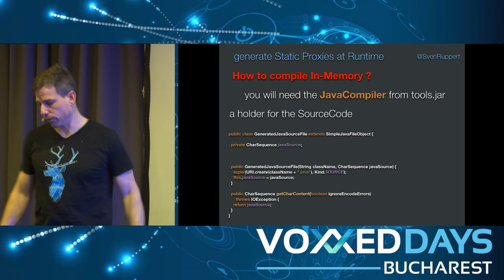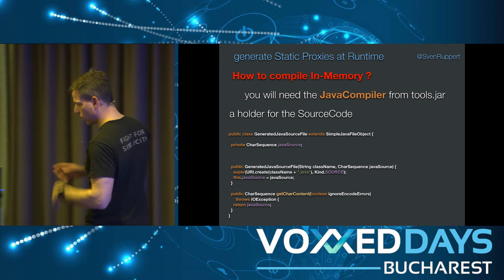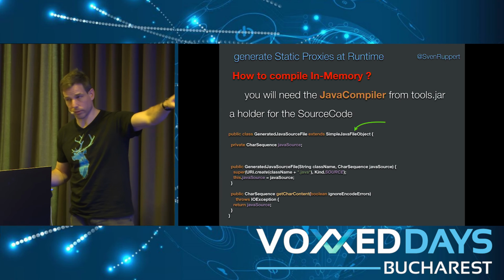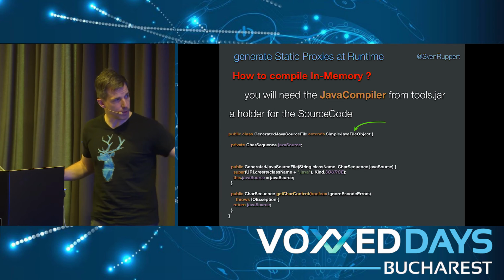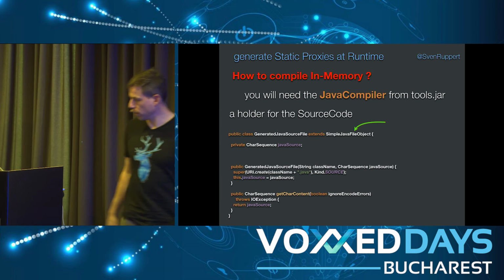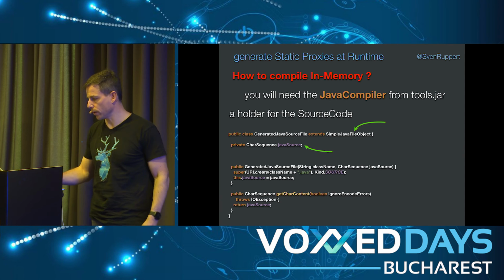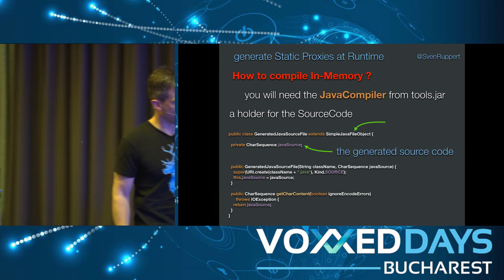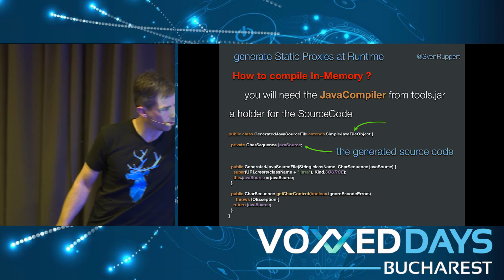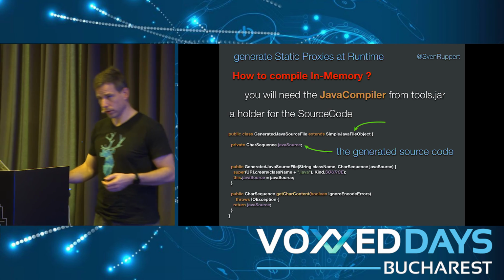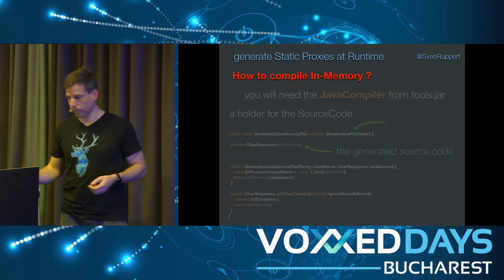There is not so much information on the web. You have to really search a little bit for this. But if you are able to find the SimpleJavaFileObject, you will find some examples of how to hold source. The source will be here inside the char sequence, and this is the generated source code. And this is kind of source. So if you have this, you are able to hold generated source code at runtime.